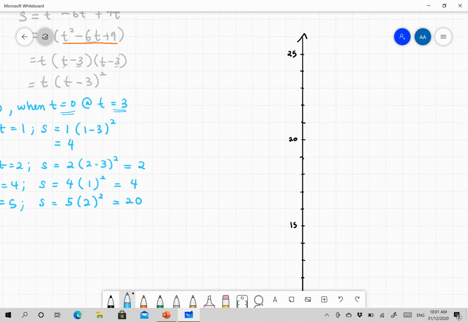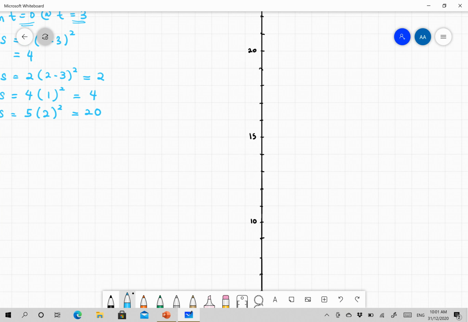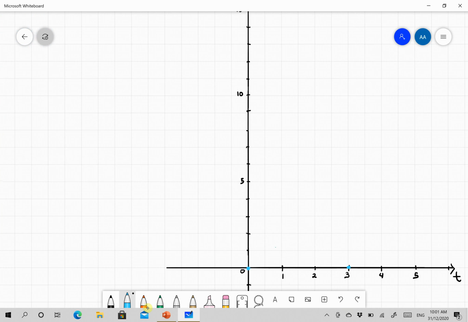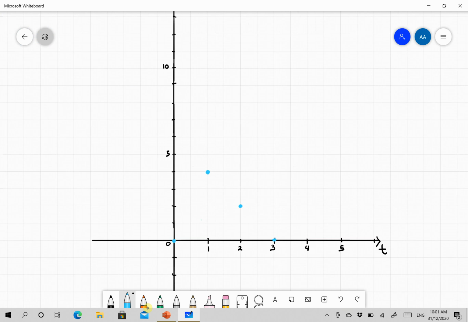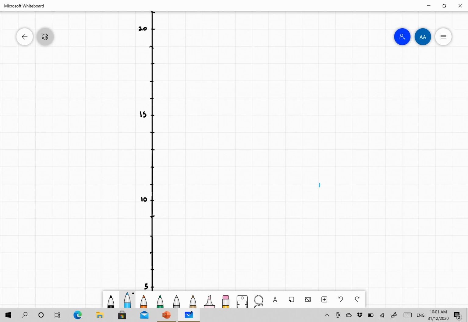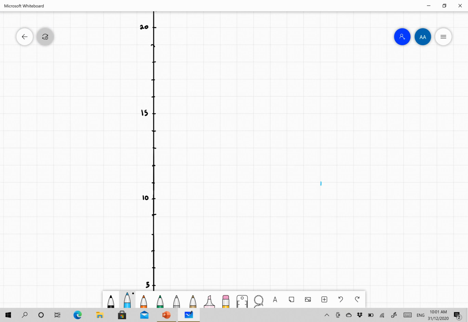So let's do that. When t is 1, s is going to be equal to 4. So 1, 2, 3, 4. So this is the point. And when t is 2, s is going to be equal to 2. This is the point here. Next, when t is 4, the result is going to be equal to 4, so it's somewhere here. And when t is 5, the result is going to be equal to 20. I'm just marking the position correctly. So this is 20.